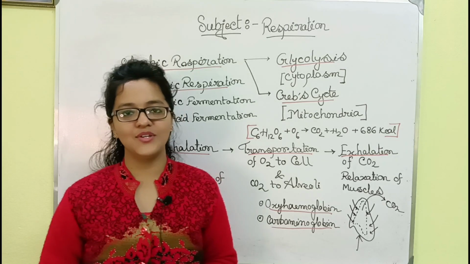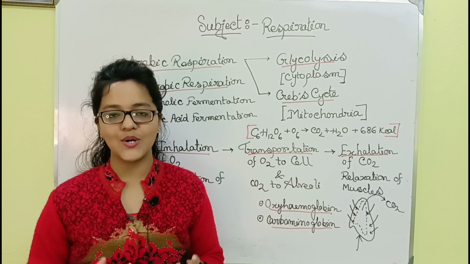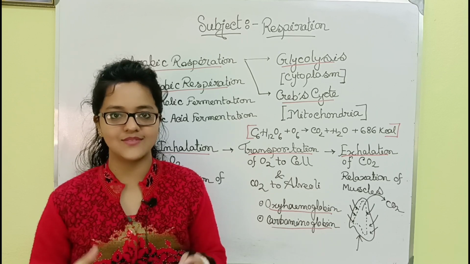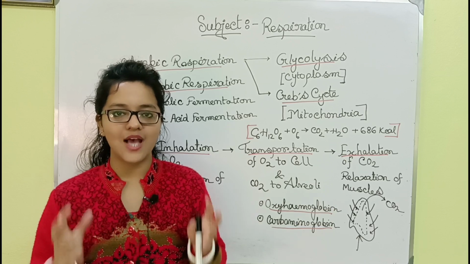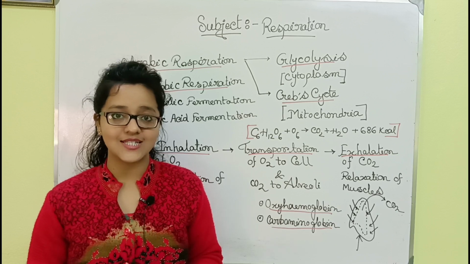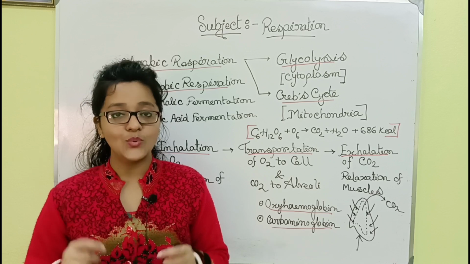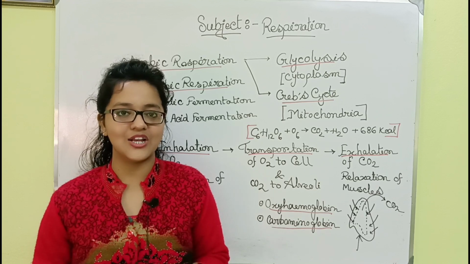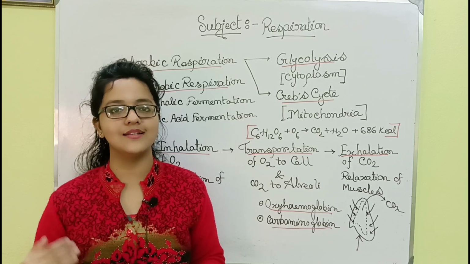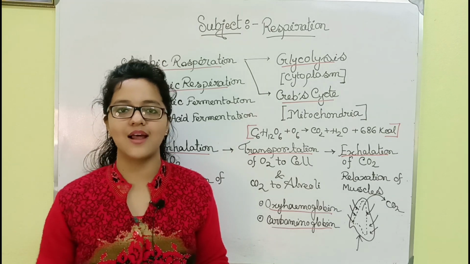So first, what is aerobic respiration? Actually, in our body, in the presence of oxygen, the food products, especially glucose, are burnt and form carbon dioxide and water, and release a huge amount of energy, which is 686 kilocalorie. This is aerobic respiration, and this process occurs in two steps. The first step is glycolysis and the next step is the Krebs cycle.